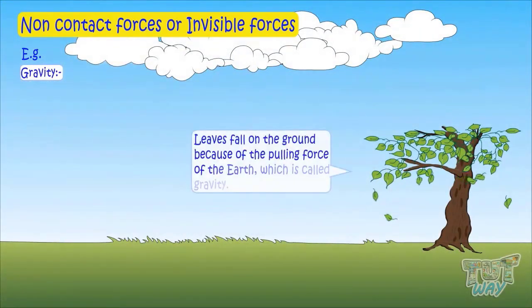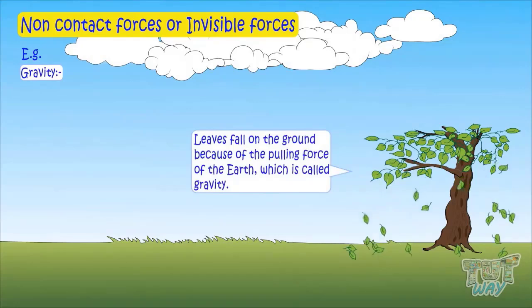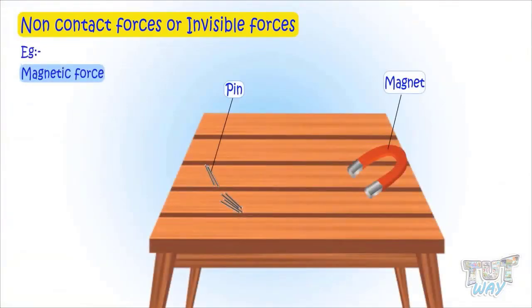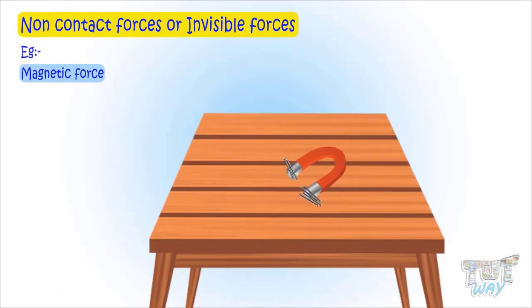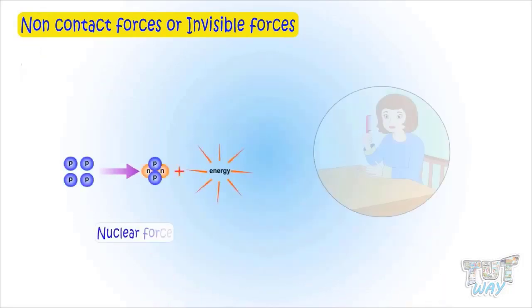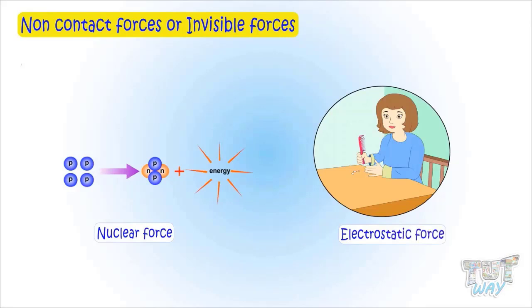Leaves fall from the tree to the ground. Why? Because there is a pull from the earth. Another example of non-contact force is magnetic force. Here is a pin. Now, bring a magnet closer to it. The magnet attracts the pin. That is, the pin is moved towards the magnet without any contact between the pin and the magnet. So there is an invisible or non-contact force acting here. More examples of non-contact forces are nuclear force and electrostatic force.